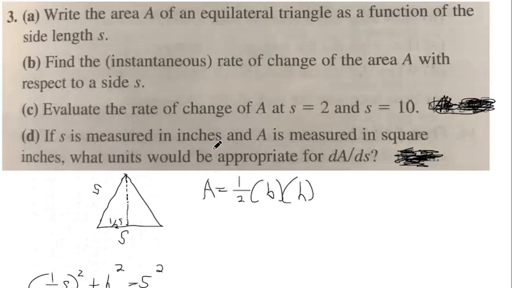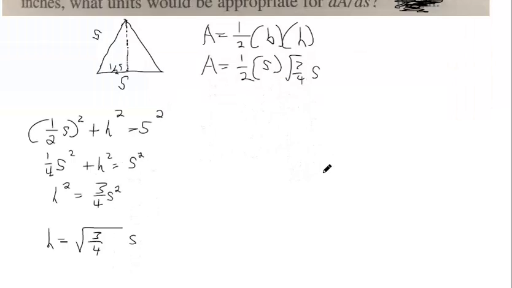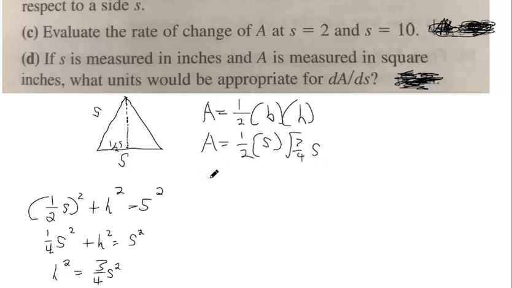So we're almost done. We almost have the area for part A. It's 1/2 a base, which is the entire length across, times the height. So it's 1/2 base times the height, which is square root of 3/4 s. That's it. Okay, and then you could clean that up a little bit.